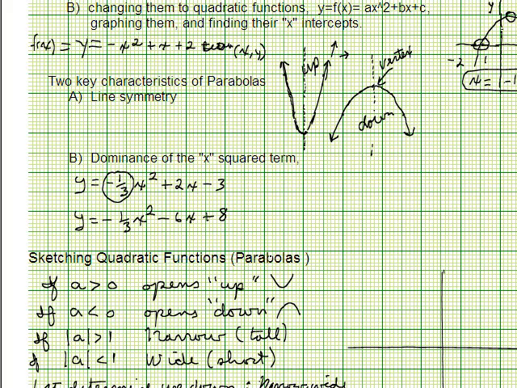So what are the actual steps now that we go through when we want to sketch a parabola quickly just based on its formula?